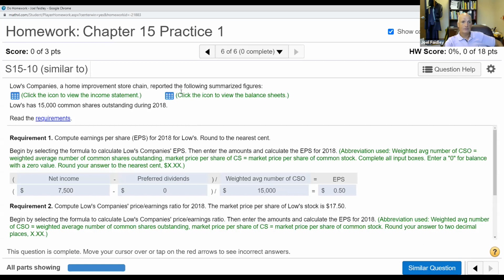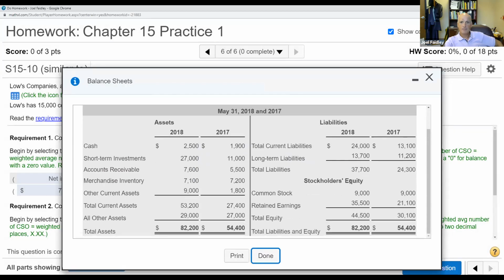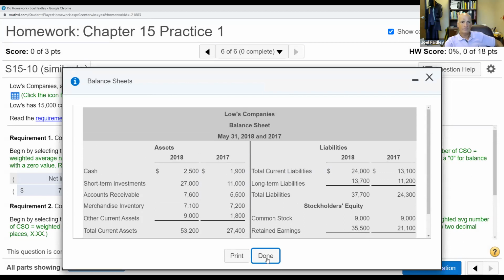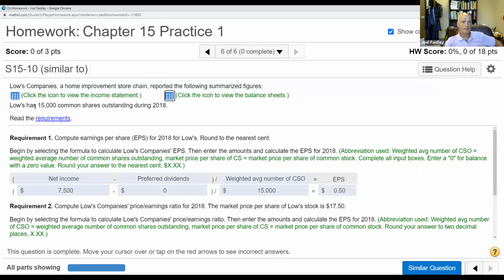So let's see here. Is that on my chart? I don't think it tells us how many shares, does it? Must be up here somewhere. There it is. Lowe's has 15,000 common shares outstanding during the year. So you didn't have to calculate the beginning of the year and end of the year, add the two together and divide by 2. They tell you that the weighted average is 15. So my earnings per share is 50 cents.